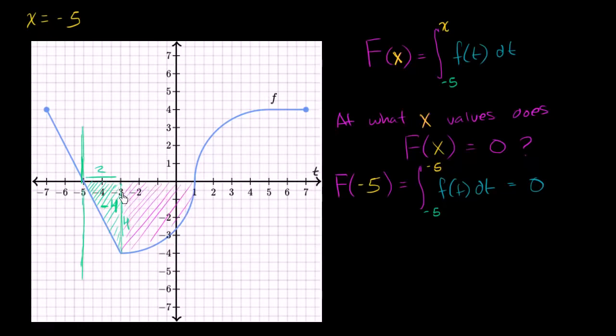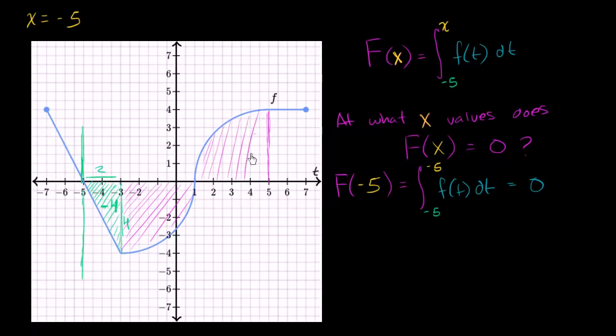And this looks like really a quarter circle. It has a quarter circle of radius 4. And now we have another quarter circle of radius 4 until we get to x equals 5. And this is actually going to be positive area because here our function is above the t-axis.